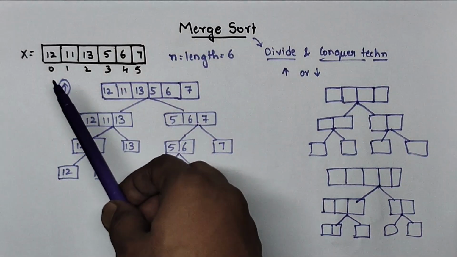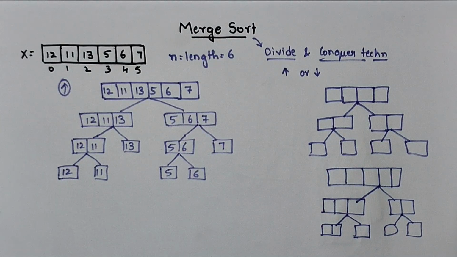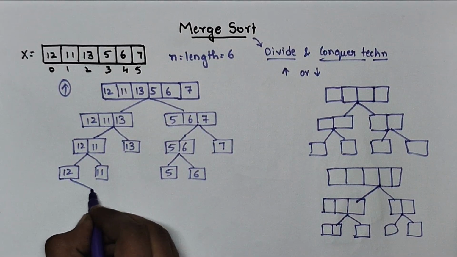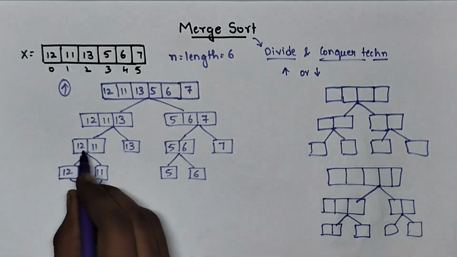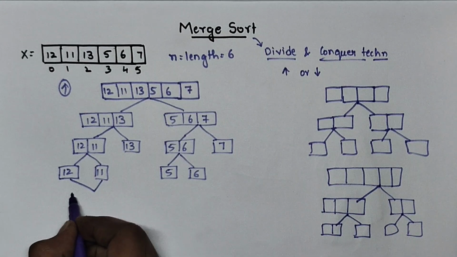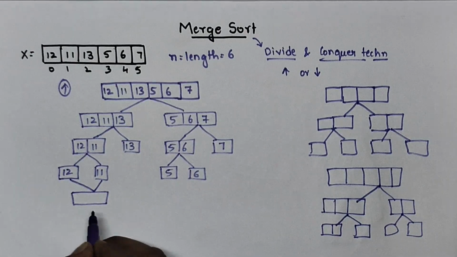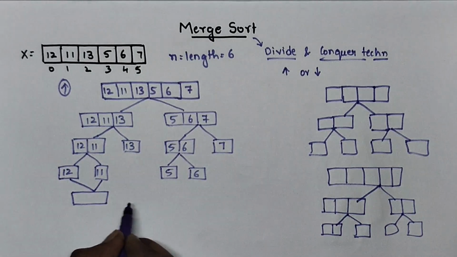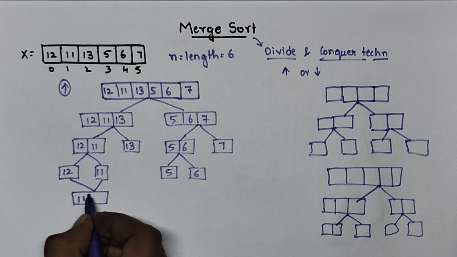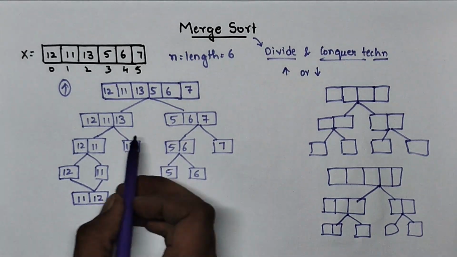Here we are doing the increasing or ascending order sorting in the merge sort itself. So what we will be doing? Sorting the elements in the increasing order. Now let's merge them. 12 and 11, because 12 and 11 belong to the same parent. While merging them, we must write them in the increasing order. First 11 will come, next 12.